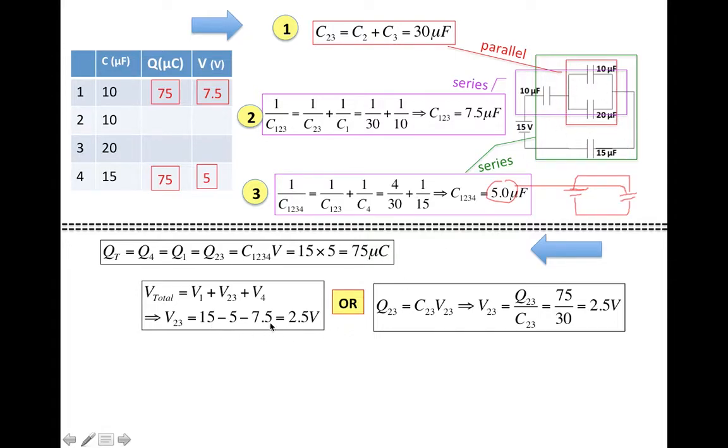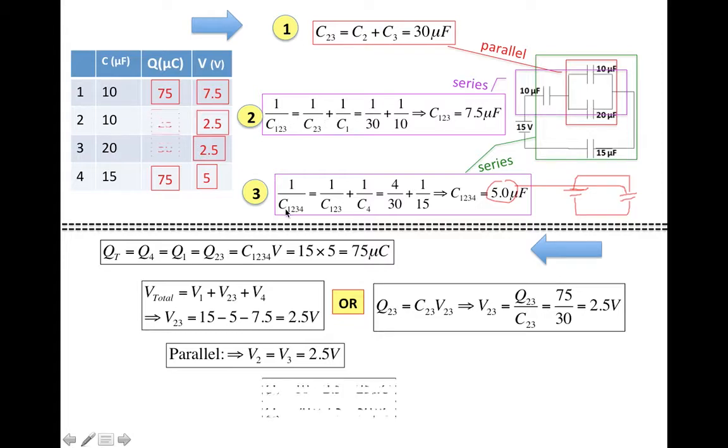So what does that mean? That means from here I can calculate the voltage across these two, which is equal to 2.5. So the voltage here is 2.5 and the voltage here is 2.5, and then my problem is solved. Q2 I can calculate from Q is equal to CV, and Q3 I can calculate from Q is equal to CV, and there you go.